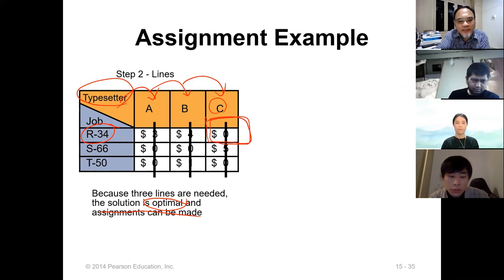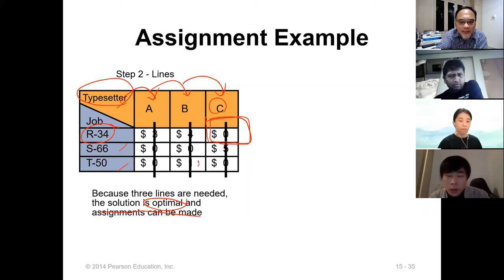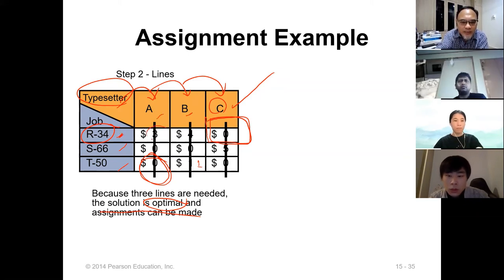Then you have to assign S66 and T50. 0001. So T50 cannot be assigned to B. So T50 can be assigned to A. Yes, Professor, T50 can be assigned, not should be assigned, can be assigned. Because this is still 1 here, it can only be assigned here. You cannot assign it to C because C has been assigned. You assign to those values of 0.